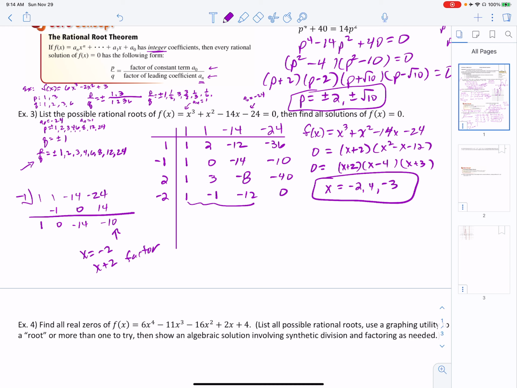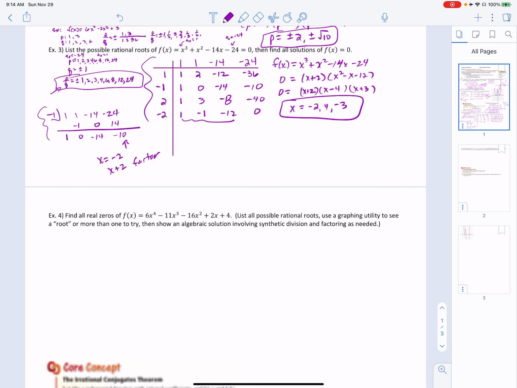You need to list all the possible rational roots, which I did here. You need to show this condensed synthetic division. Not that you can't show it this way, but that's just going to take up more space. I'm just trying to get you to use something that will be a little more efficient there.